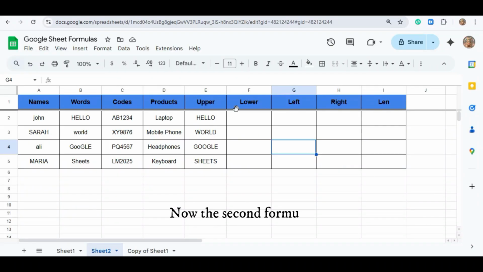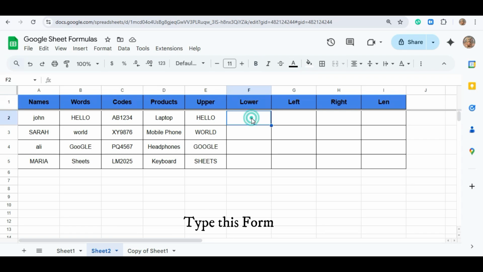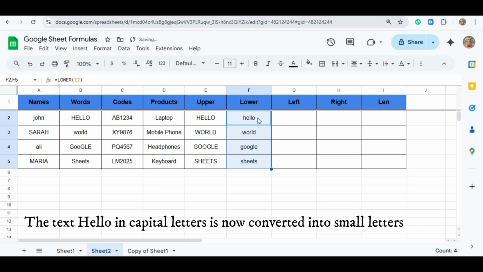Now the second formula, LOWER. Changes text into all small letters. Type this formula. The text hello in capital letters is now converted into small letters.